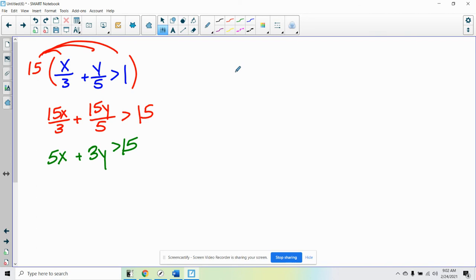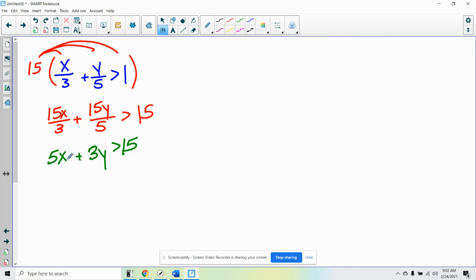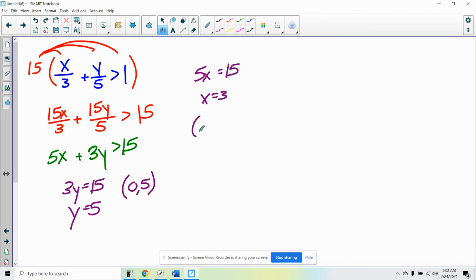So I have an equation that's in standard form. I said before, if I want to graph this, the best way to do it is by using intercepts. So I'll let x be 0. So this term is basically going to go away. So I have 3y equals 15. So I have y equals 5. So I have the coordinate 0, comma 5. Now if I let y be 0, I have 5x equals 15. I have x equals 3. So I get the coordinate 3, comma 0. So there's my 2 points, 3, comma 0 and 0, comma 5.